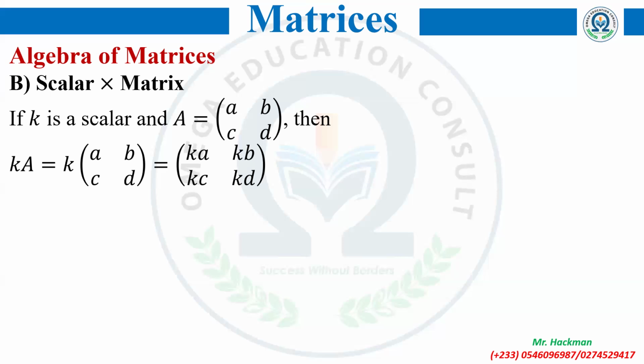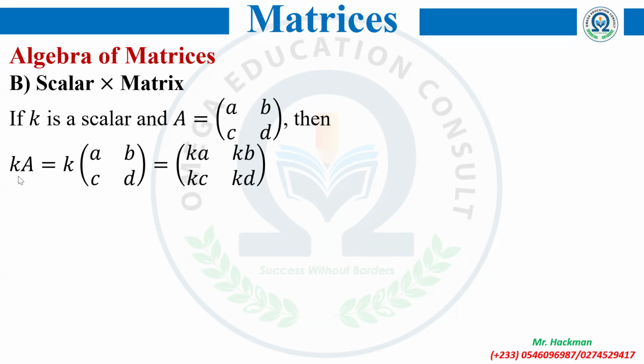Take note of that. So here we'll be looking at multiplying a scalar and a matrix. When you talk of a scalar, it will just be a number, a particular number, a constant. Exactly what I've stated here: if K is a scalar and A is a matrix, and here I went for a 2 by 2 matrix, it works for any matrix of any order.